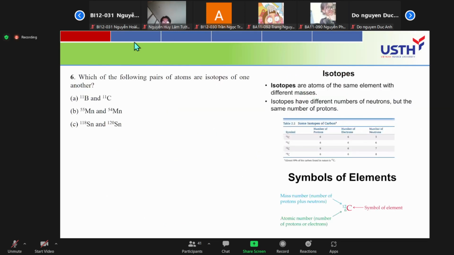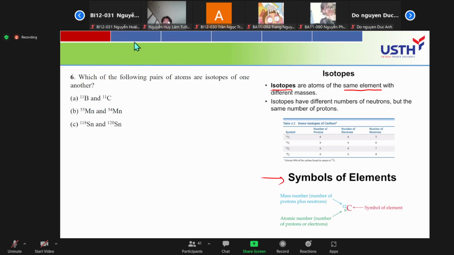Next one, isotope. As I said to you before, isotope is the atom of the same element. So if they are the same element, firstly, the symbol of the element will be the same. Why do I have to say something very simple like that? Because last year, many students still made mistakes in this very simple question like this.